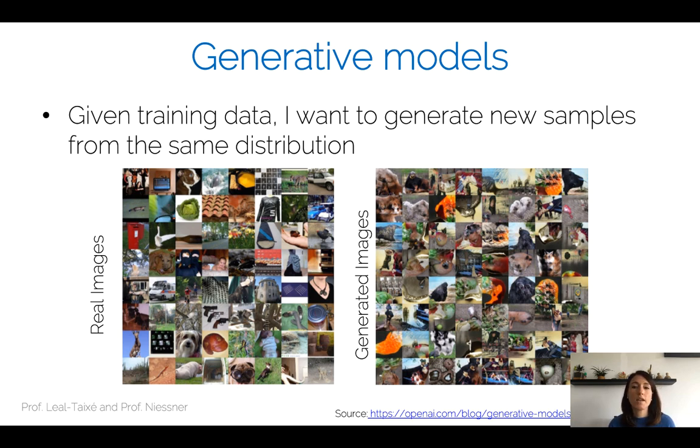Given a set of training data, for example, the real images that we can see here on the left, I actually want to generate new samples, and the key here is on new. The images that I'm generating are completely different from the images in the training data. The key is also that they come from the same distribution. So they are different images, they are new samples, but they do come from the same distribution. For example, if all my real images contain faces, then all my generated images would be faces, but depicting different people.